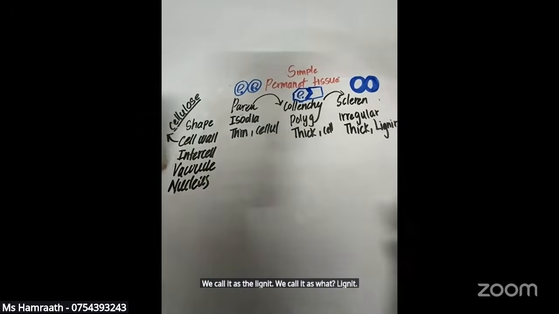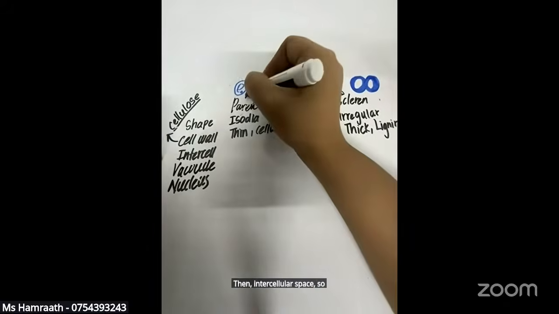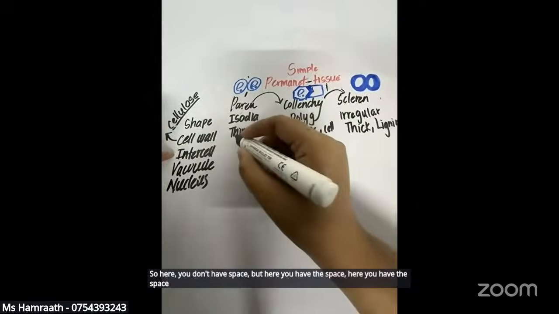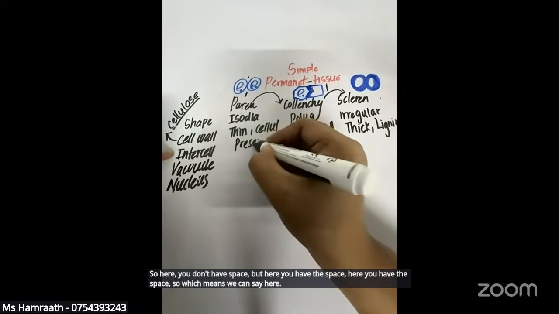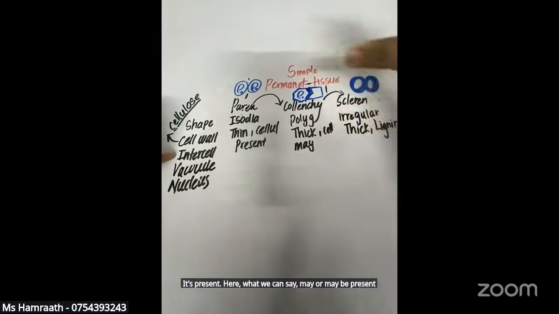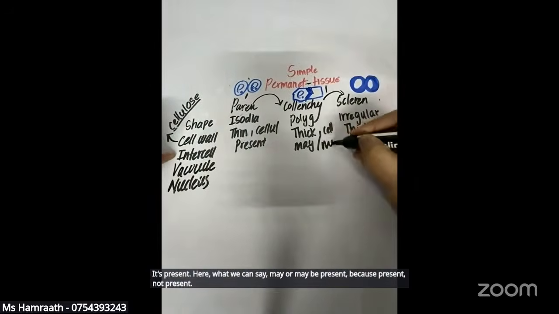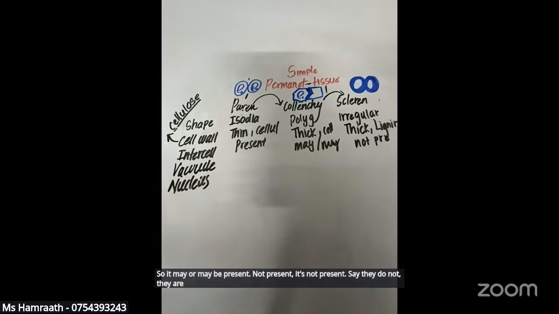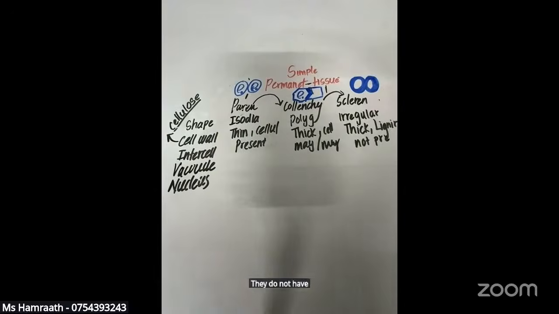Then intercellular space. Here you don't have space, but here you have the space. So we can say here it's present; here it may or may not be present. Sclerenchyma, not present. They become very thick, like a stuff, and do not have any space to allow anyone to enter. So sclerenchyma do not have the intercellular space.